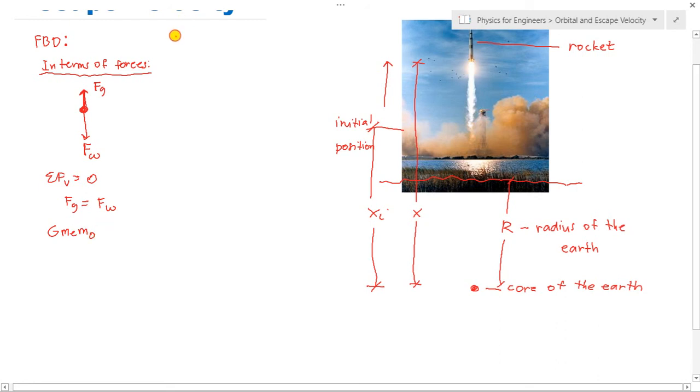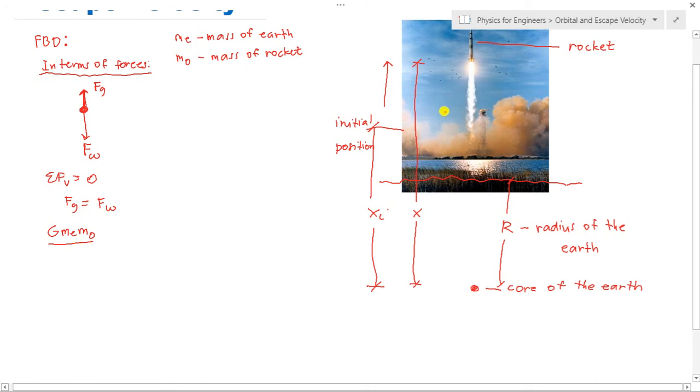So ato rin butangan diri para di ta maglibog, ME, the mass of the earth, then MO, mass sa atong object, or here rocket man ta, so mass of the rocket. So G, ME, MO all over the distance. So kung asa na siya dapit ang atong rocket.